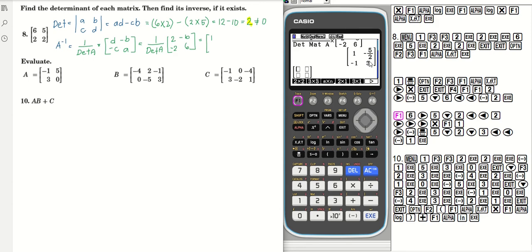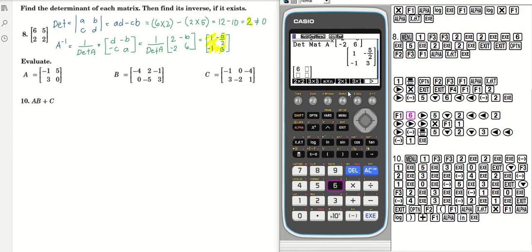So you will see the inverse of the matrix, which is 1, minus 5 over 2, negative 1, and 3. So it means this is the inverse of the matrix 6, 5, 2, 2. To check if this is correct, make sure that if you multiply matrix A and the inverse, it is equal to 1, 0, 0, 1. Let's check it.